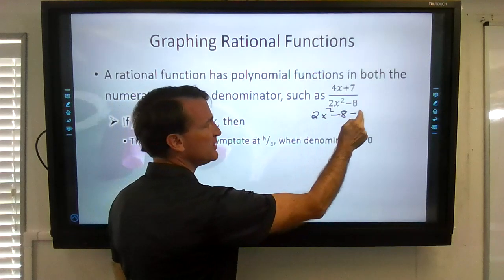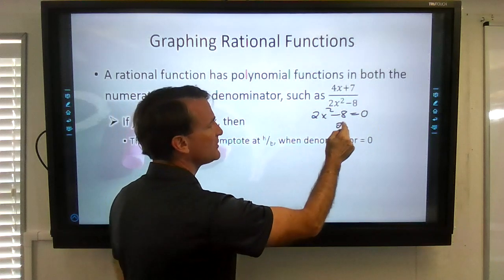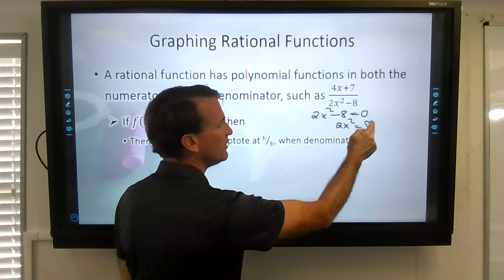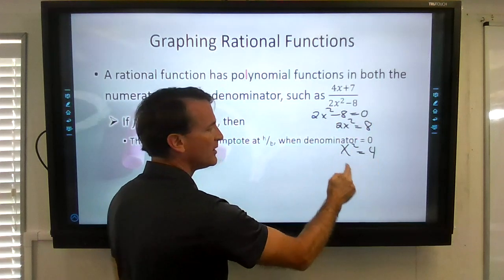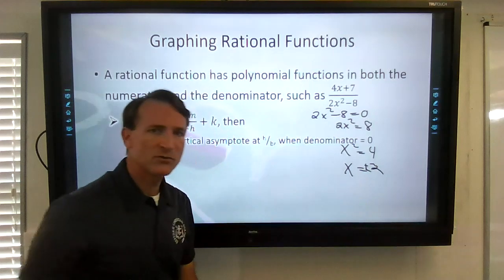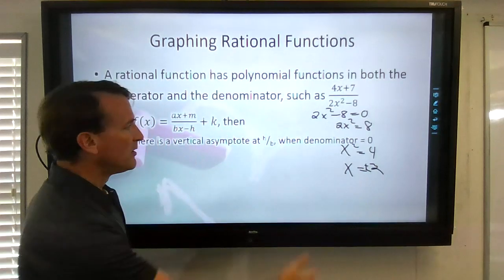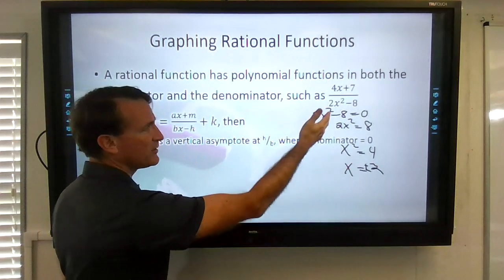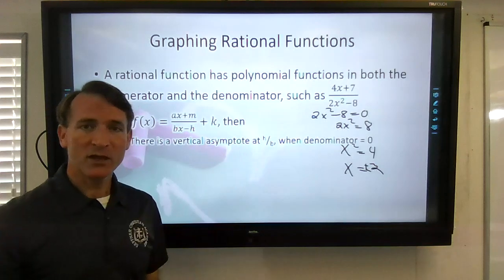So as an example here, if I work this one out, if I set the 2x squared minus 8 equal to 0, I would then solve for x by adding 8 to both sides. So I have 2x squared is equal to 8. Dividing both sides by 2 gives me x squared equal to 4. And then taking the square root of 4 gives me a plus or minus 2 value.